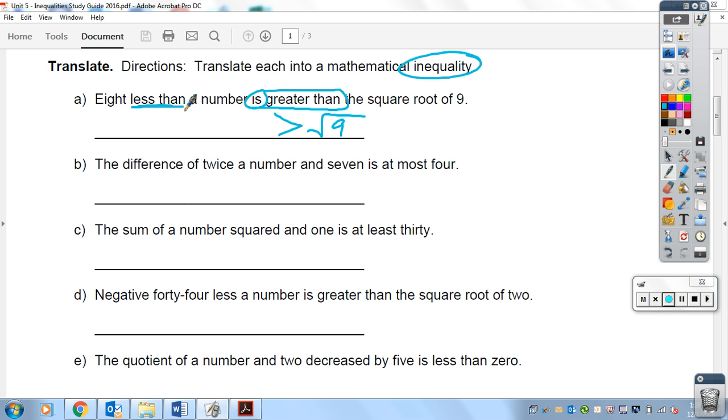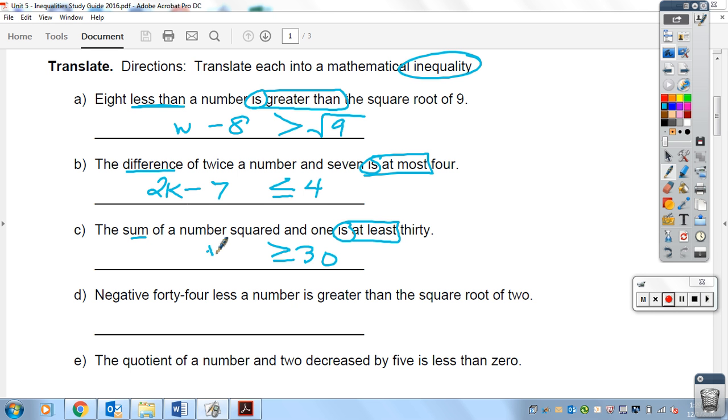8 less than, where there's that phrase that's always going to be there, 8 less than a number. Is at most is less than or equal to. It's at most, which means it can't be greater than, but it can be equal to, and it can be less than, is at most 4. The difference, which means subtraction, the difference of twice a number and 7. That's why is at least, which is greater than or equal to, because at least means you could be equal to 30. The sum, which means addition, the sum of a number squared and 1 is at least 30.